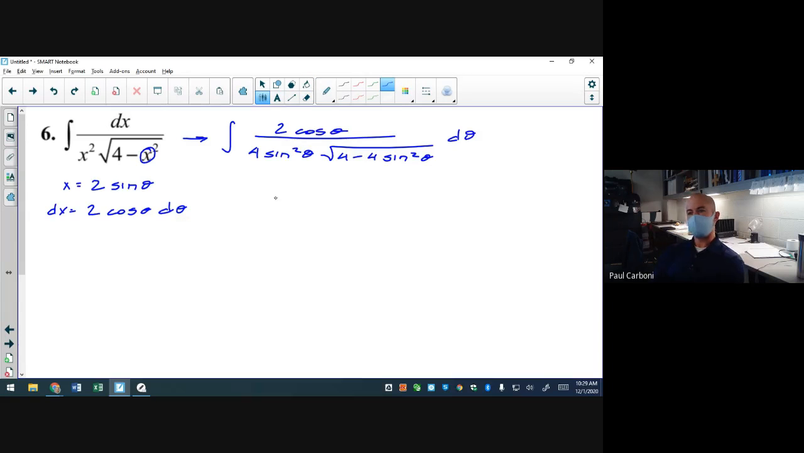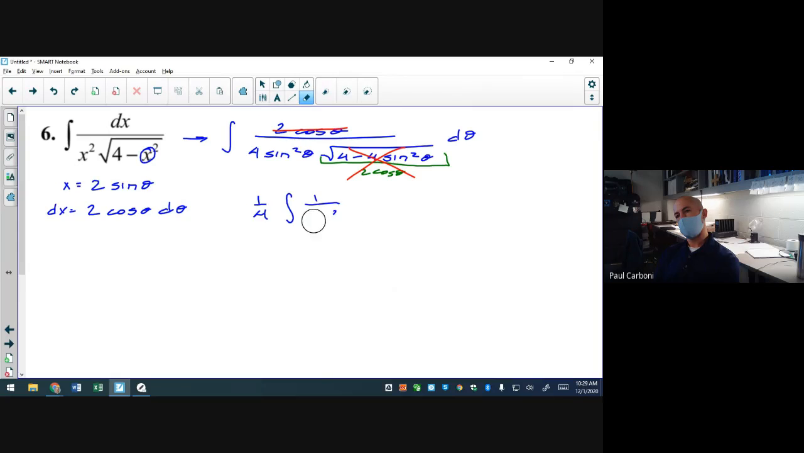Let's see. Cleaning this up, it cleans up kind of nicely because the square root of 4 minus 4 sine squared theta is going to end up being 2 cosine theta. And then that can cancel with the 2 cosine theta in the numerator. The 1 over 4 I don't think is helping me any, so I'm going to pull that 1/4 out, and I have 1 over sine squared theta. What do you think of that one? I like this one. I'm going to change that to 1/4.